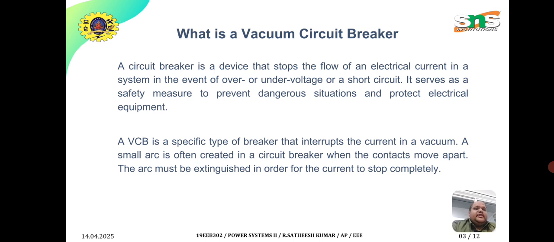First of all, we should know what is a vacuum circuit breaker. It is a device that stops the flow of electric current in the system in the event of over or under voltage or short circuit. So you have to note down the point that is over or under voltage or short circuit. So, what are the consequences of this over voltage or under voltage or short circuit?